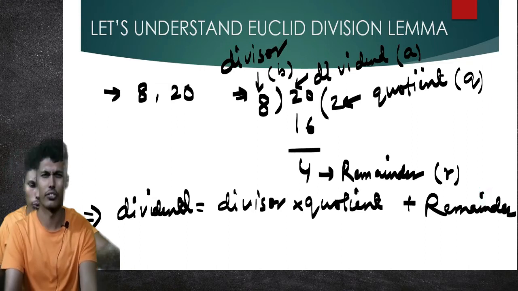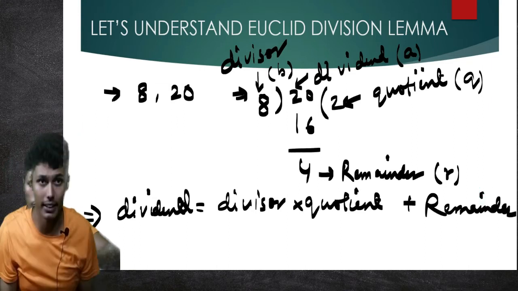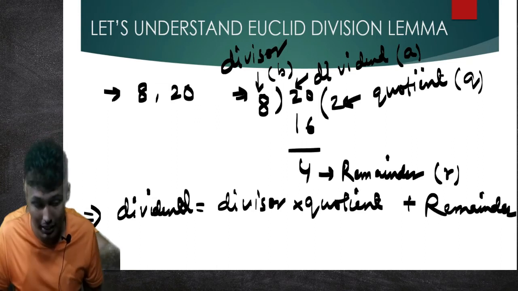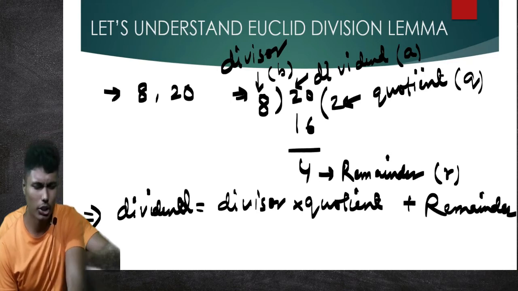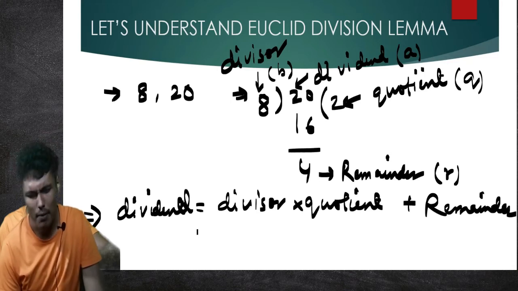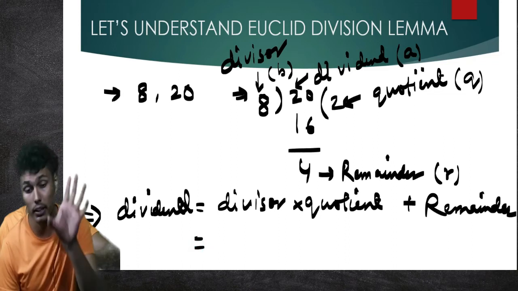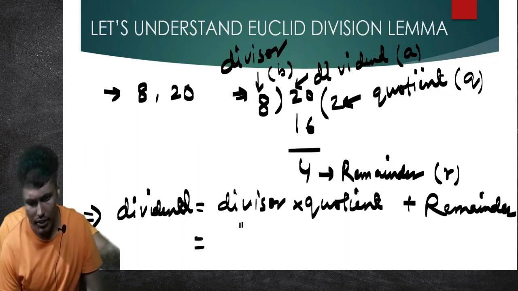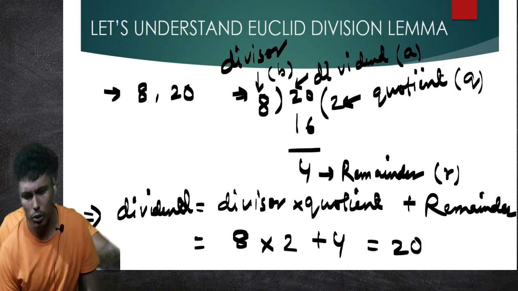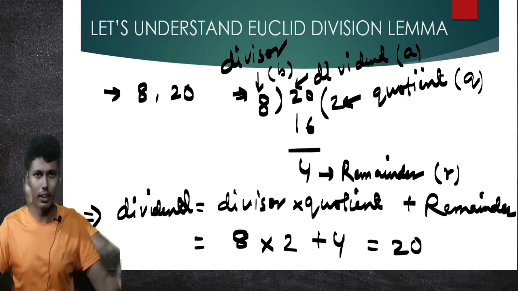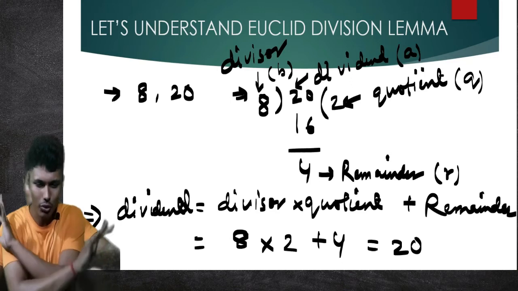I hope you know this, right? This is quite simple mathematics, simple division. Now if you don't believe that dividend is equal to divisor into quotient plus remainder, I am going to prove it for those students who have doubt in this equation. Divisor here is 8, into quotient, which here is 2, plus remainder 4. 8 twos are 16, plus 4 is 20. 20 is equal to the dividend. Dividend is 20, so hence proved. Clear? You don't have any doubt in this.